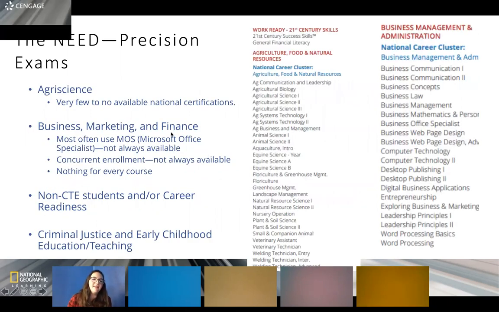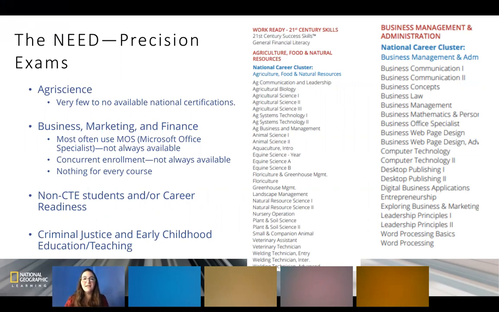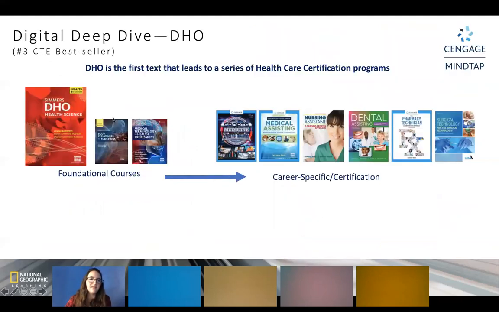And so just to highlight again, the areas that don't really have that many industry certifications: agri-science, business, marketing, and finance. And even students who are not in CTE, right? Remember, these schools get ranked on how many of their students are getting industry certifications. That isn't always just CTE students. That could be anybody. And a lot of these exams, especially the 21st century success skills and financial literacy, are really valuable to any student, whether you're in CTE or not. But also areas like criminal justice and early childhood education. Precision Exams has certifications for courses of all of those levels.